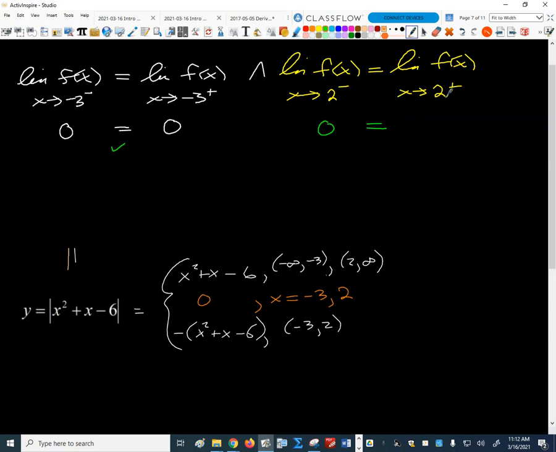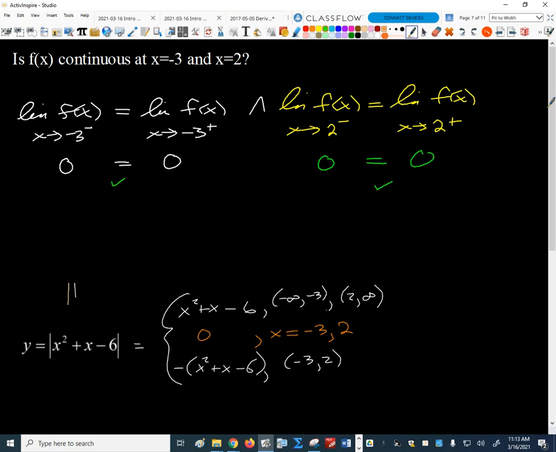If I approach 2 from the right, I'd be on the top piece. And what am I going to get? Well, I'm going to get 0, aren't I? If I evaluate this top expression as x approaches 2, once again, I just get 6 minus 6 is 0. So it checks out. Okay, so we know that the function is continuous.